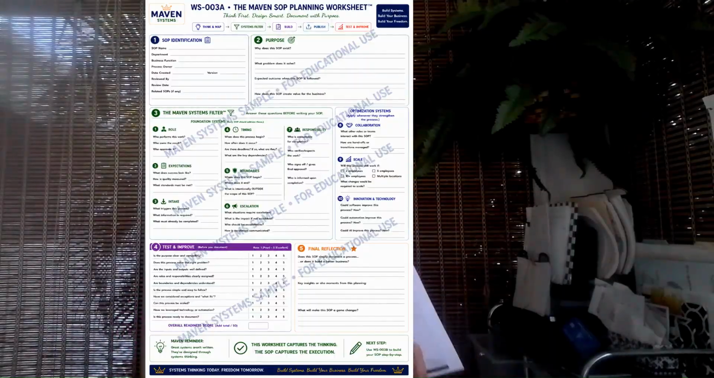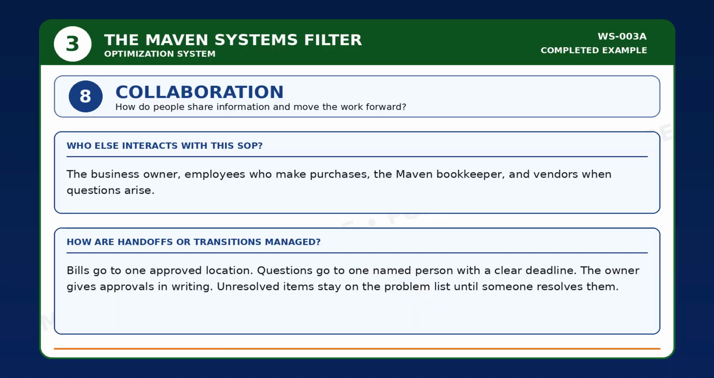So on our worksheet, we write, who else interacts with this SOP? The business owner, the employees who make purchases, the bookkeeper, that's you, and the vendors when questions arise. How are handoffs managed? Bills go to one approved location. Questions go to one named person. Approvals are given in writing. Unresolved items stay on the problems list.